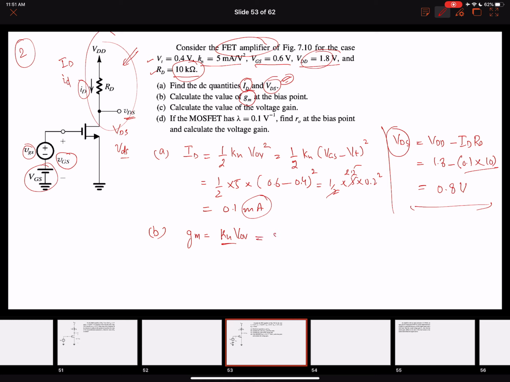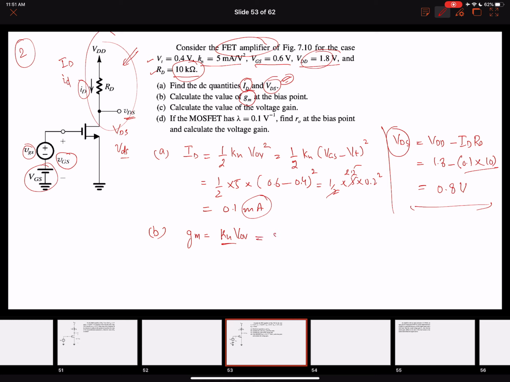So we ended up finding 1 milliamperes per volt. All right. So the third thing that we want to find out is the value of the voltage gain. So the value of the voltage gain, again, we ended up finding out it was equal to minus gm into RD. Okay, we can also go back and see where we ended up finding out these values.